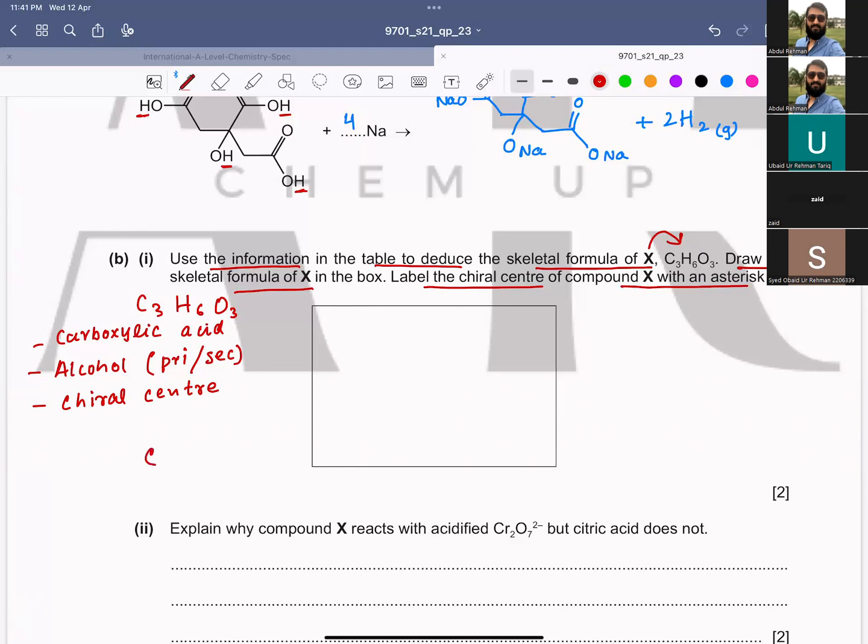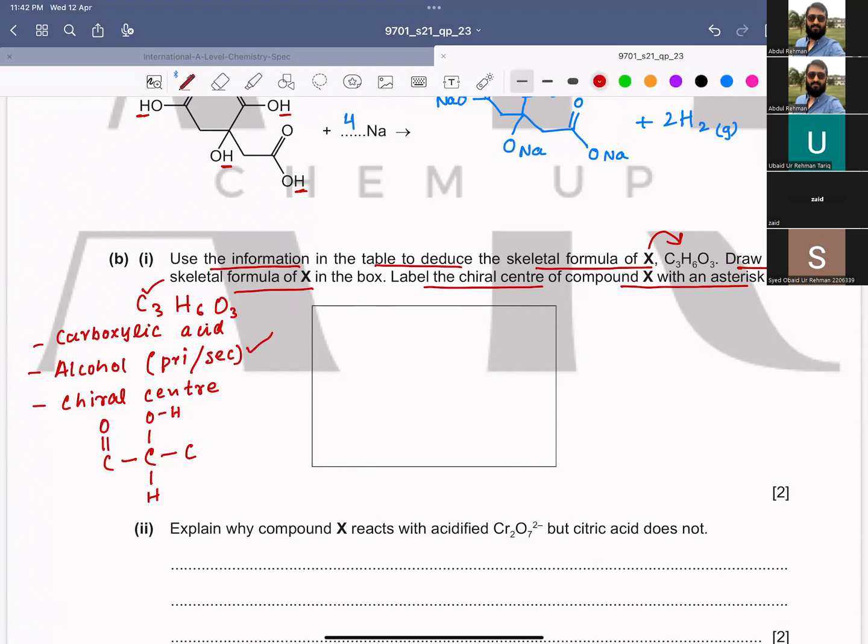If I go for a chiral carbon, let's consider an OH is bonded to it and H is bonded to it. Then in total I have three carbons, so I made all the three carbons. So I have shown the alcohol in it. I have completed the three carbons. I have just shown one oxygen.